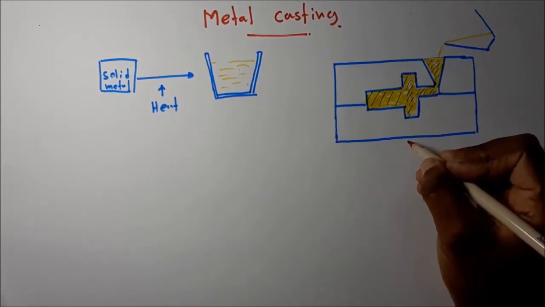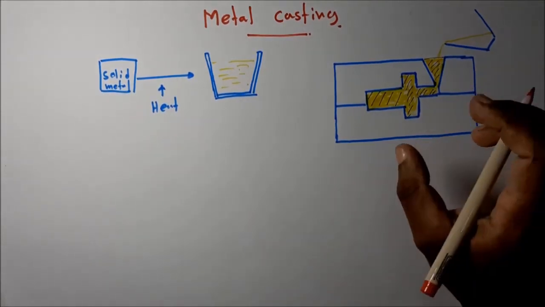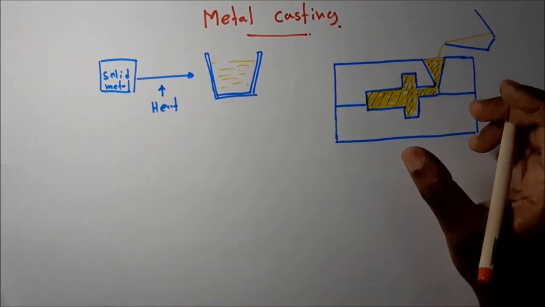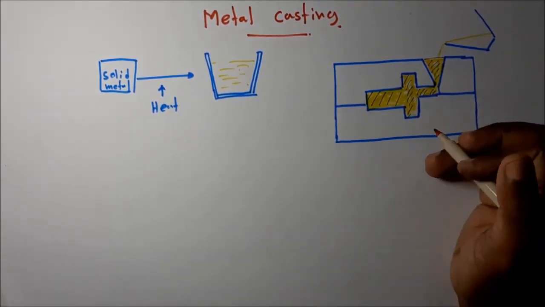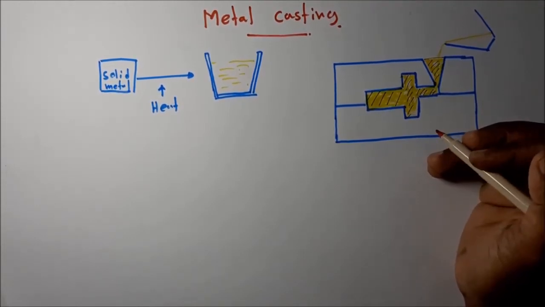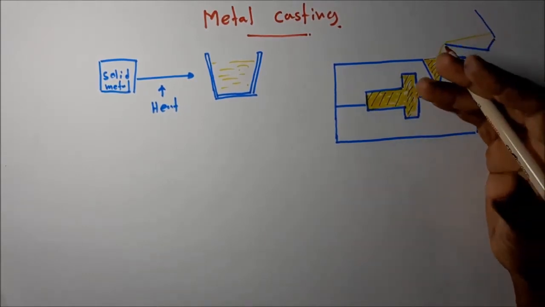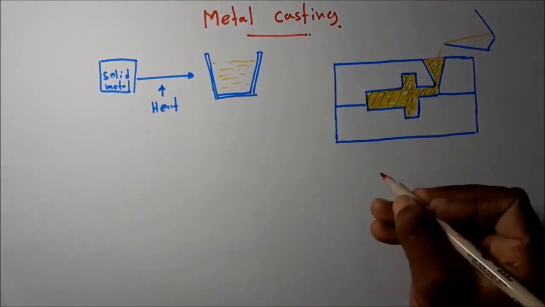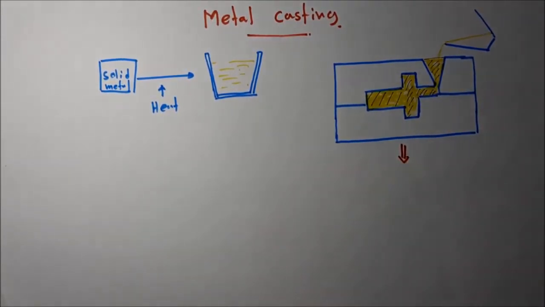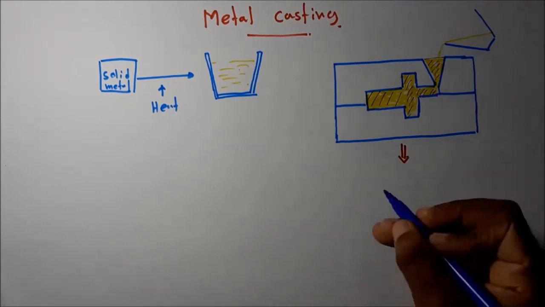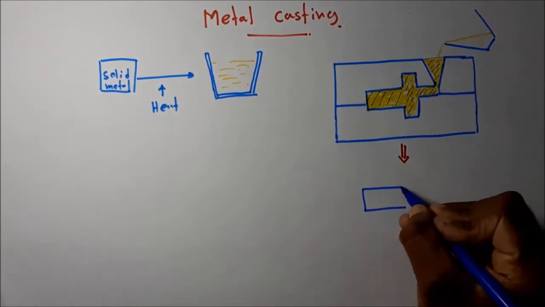In sand casting, we have to break the mold to take out the part. In most cases, we break the mold to take out the part. In some die casting, we open the mold to take out the part. In die casting, the mold is made using steel-like material, so we can open it to take out the part. Just after taking out, you can see we have this kind of part, with all the runner system and the sprues attached to this component.